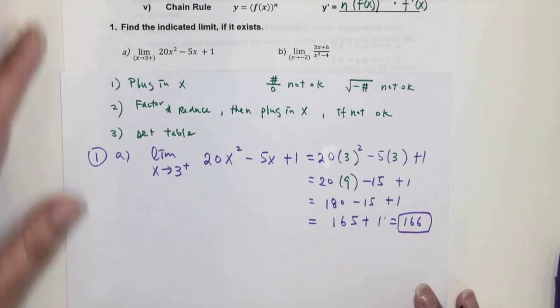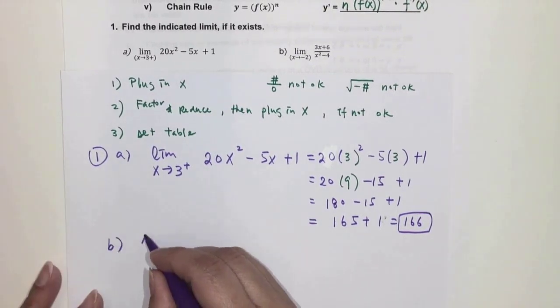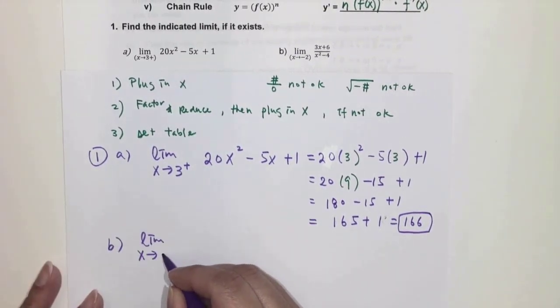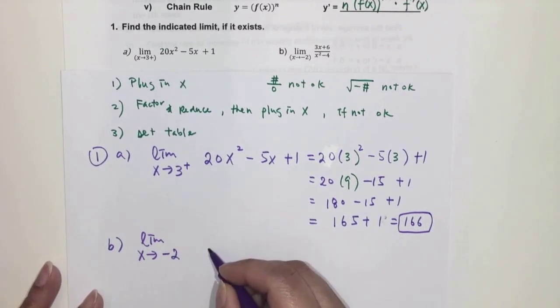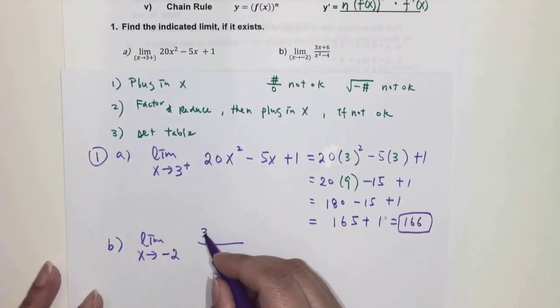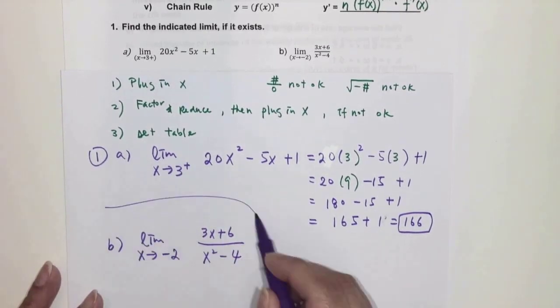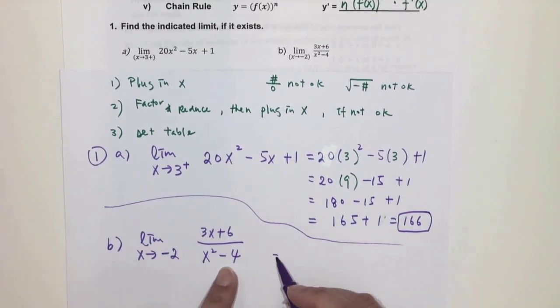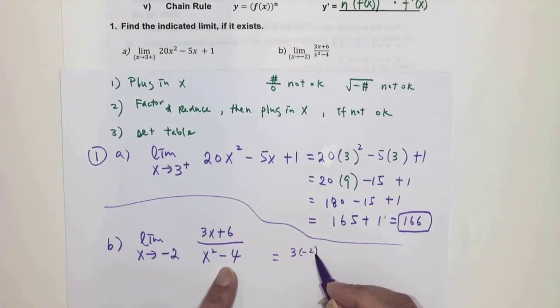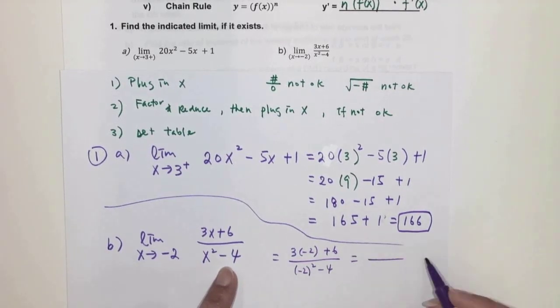For the B part, we are taking the limit as x approaches negative 2. It doesn't have a plus or minus, meaning both sides. We have this. Can we just plug in the number? If I just plug in the number, I have 3 times negative 2 plus 6, and then negative 2 squared minus 4. I can already see the bottom part is going to be 0, right? 4 minus 4 is 0. So that is not okay.